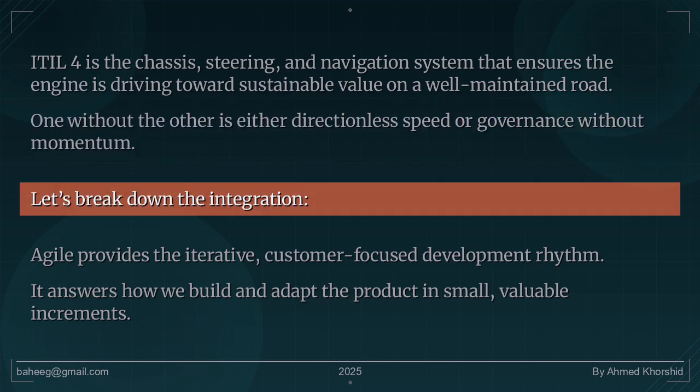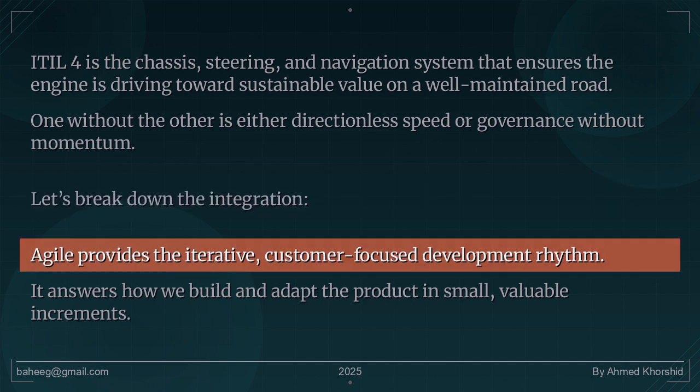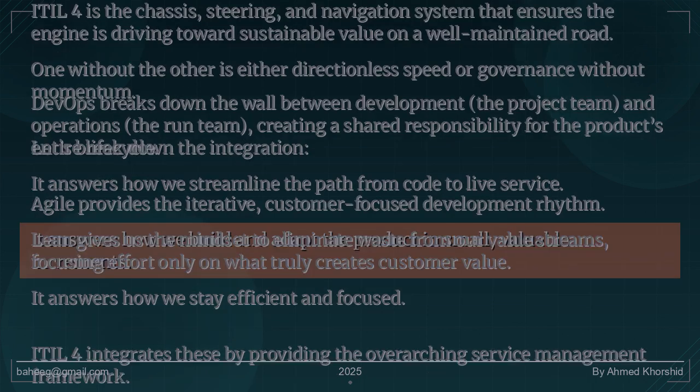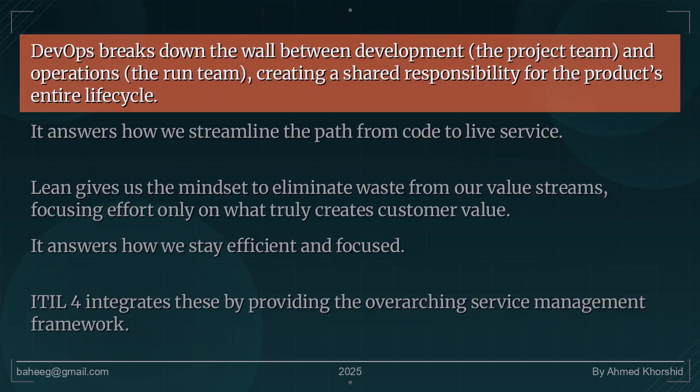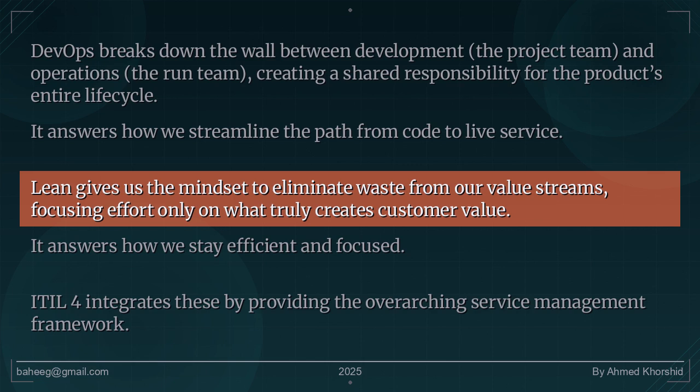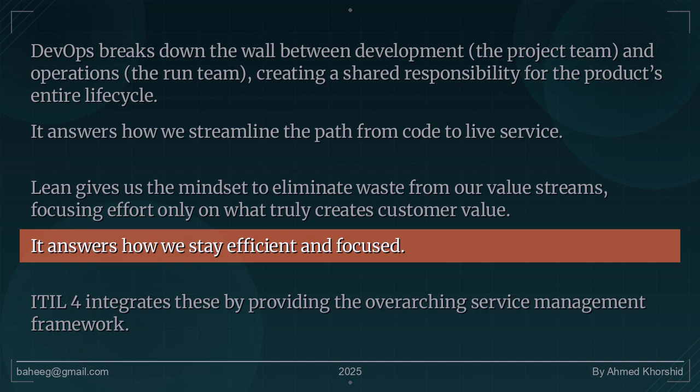Let's break down the integration. Agile provides the iterative, customer-focused development rhythm. It answers how we build and adapt the product in small, valuable increments. DevOps breaks down the wall between development, the project team, and operations, the run team, creating a shared responsibility for the product's entire lifecycle. It answers how we streamline the path from code to live service. Lean gives us the mindset to eliminate waste from our value streams, focusing effort only on what truly creates customer value. It answers how we stay efficient and focused.